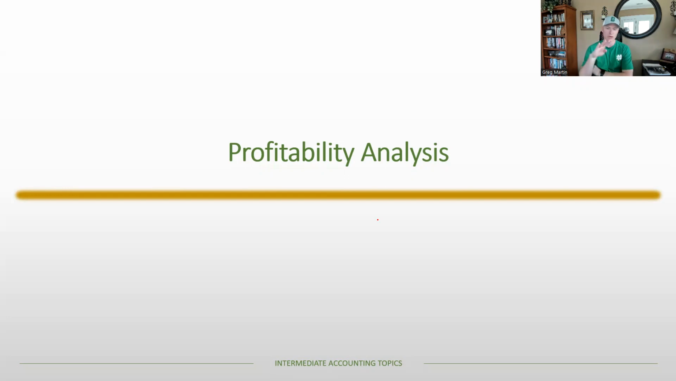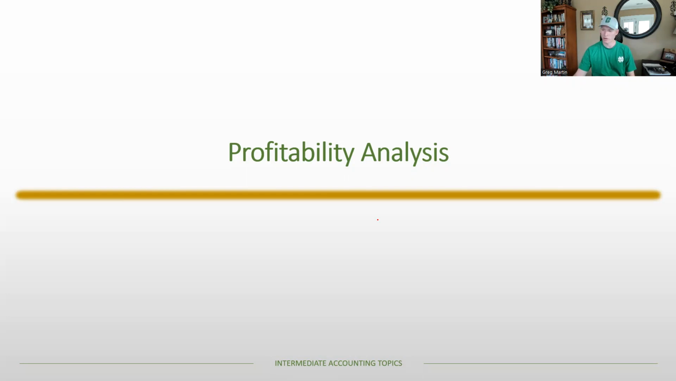And if you remember, there were 4 types of analysis that we did. We had the vertical analysis, horizontal analysis, comparative financial statements, and then ratio analysis. And of course, this falls into that last category of ratio analysis, trying to understand and get better measures of performance so we can compare different companies.